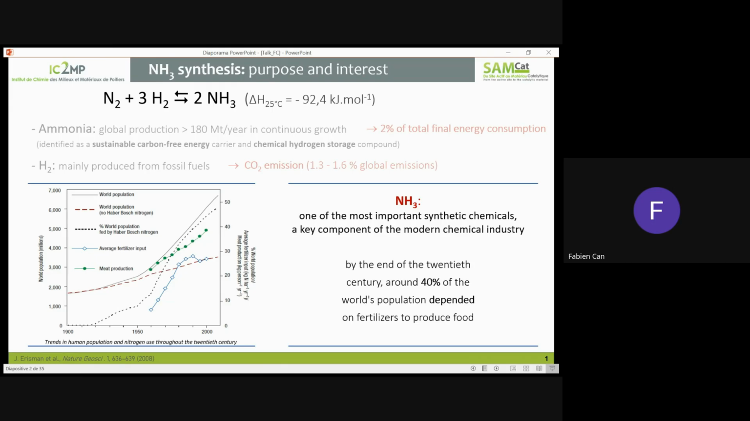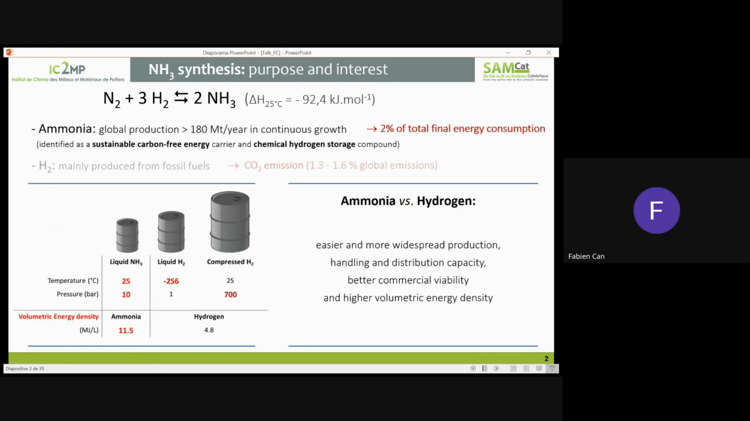In fact, when you synthesize ammonia, you can use the nitrogen to produce fertilizers. So ammonia is one of the most important synthetic chemical compounds today and a key component of the modern chemical industry. Today ammonia production exceeds 180 million tons per year, and it is continuously expanding, especially because ammonia is now also identified as a sustainable carbon-free energy carrier or a chemical hydrogen storage compound.